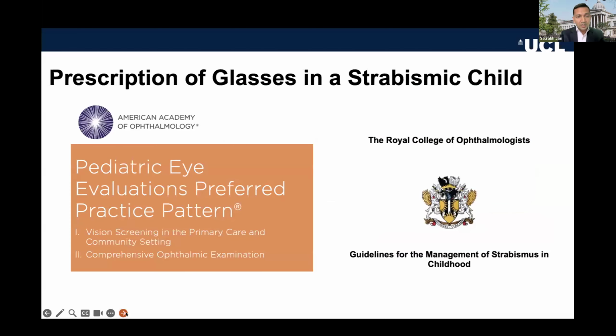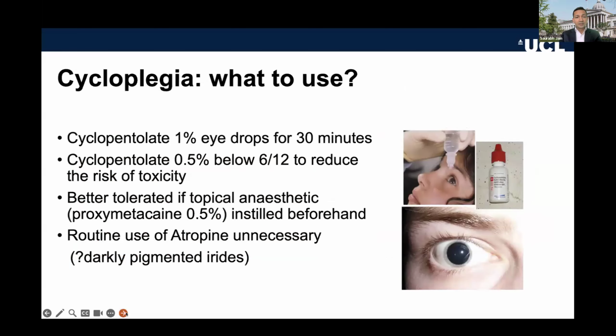So I'm going to talk a little bit about how and when to prescribe glasses in strabismic children, as in the example I've just shown you, using these two as the main sources, the American Academy Preferred Practice Pattern and the Royal College of Ophthalmologists guidelines. Before we even start refracting, what drops should we use? Now, all children, as Professor Somer just explained, really need a cycloplegic refraction. So in my clinic, the rule is 1 after 1. We use 1% cyclopentolate, maximum of twice within 30 minutes after the age of 1 year. Before the age of 1, most children get 0.5% cyclopentolate.